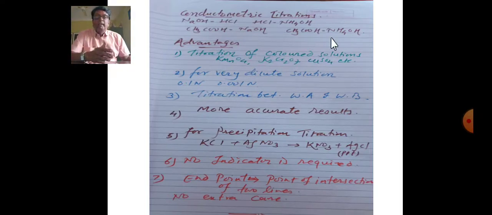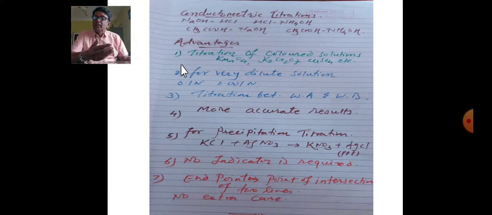Now, what are the advantages of these conductometric titrations? There are different types of titrations: volumetric titrations, potentiometric titrations, complexometric titrations, iodometric titrations, and these are the conductometric titrations. So what are the advantages of conductometric titration over volumetric titrations? First advantage, titration of colored solutions.